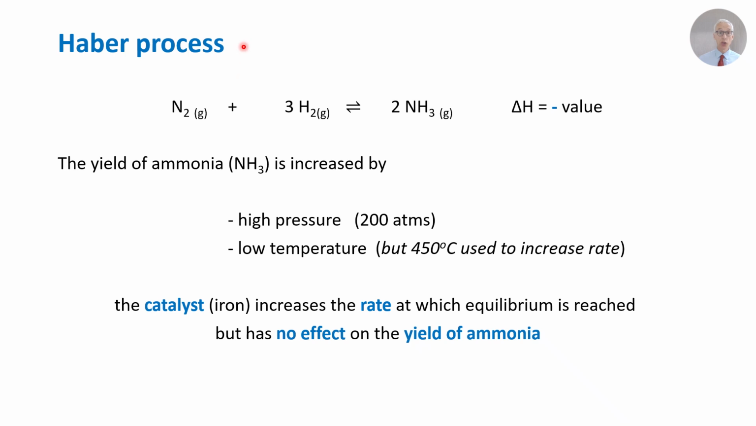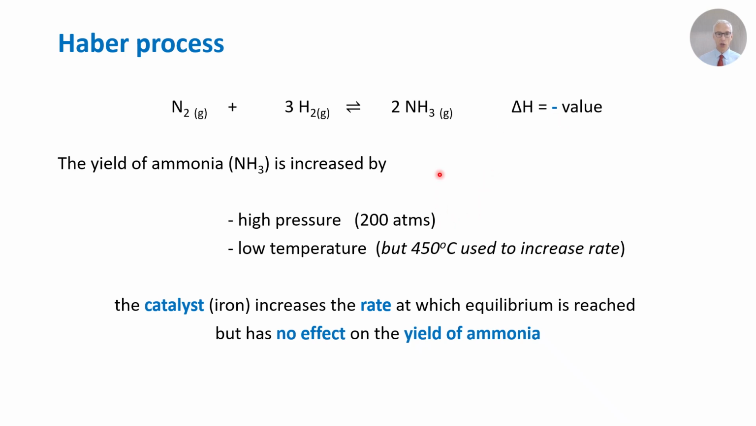There are two industrial processes which employ equilibria you are expected to know the details of. The first one is the Haber process. This is a reaction between nitrogen, 3 hydrogens to form 2 moles of ammonia. Delta H is negative for the forward reaction, so that is exothermic in the forward direction. The forward change produces a rise in temperature.